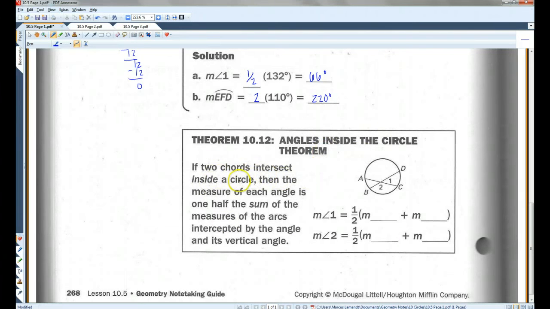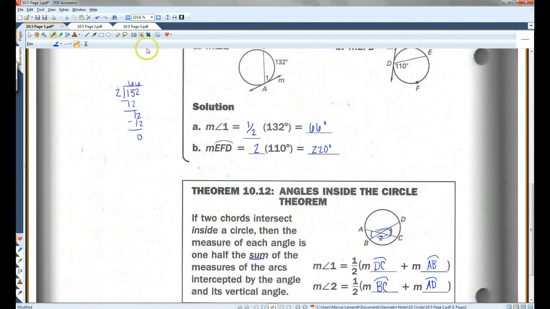Alright. 10.12, angles inside the circle theorem. If two chords intersect inside a circle, then the measure of each angle is 1/2 the sum of the measures of the arcs intercepted by the angle and its vertical angle. So, this angle, and of course this angle, since they're vertical angles, equal the measure of arc DC plus the measure of arc AB divided by 2. So basically, if you average this arc and this arc together, you'll get the angle in between. Likewise, this angle and this angle are going to be 1/2 the measures of arcs BC and AD.